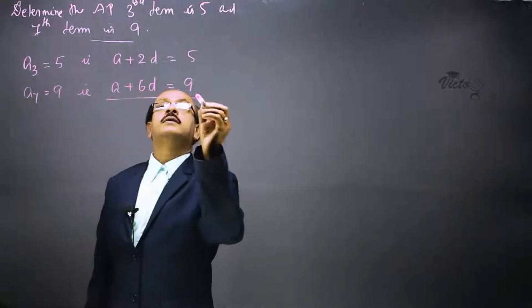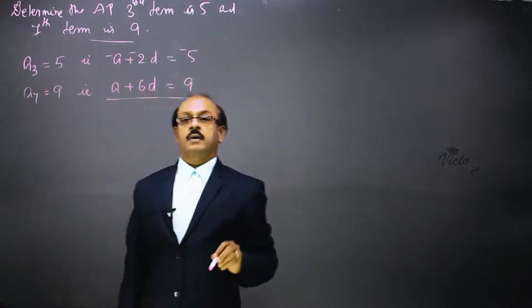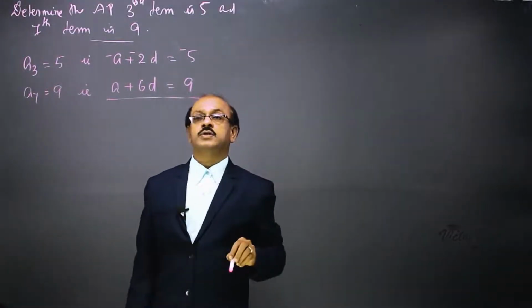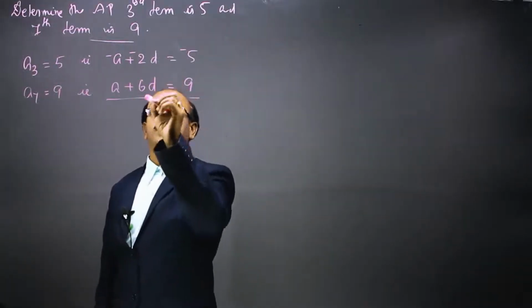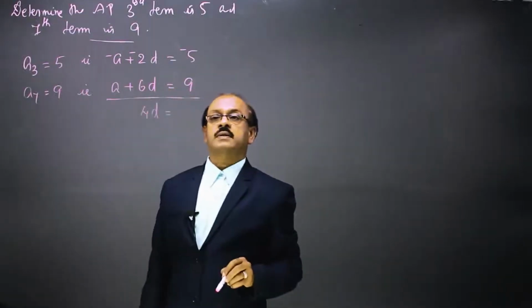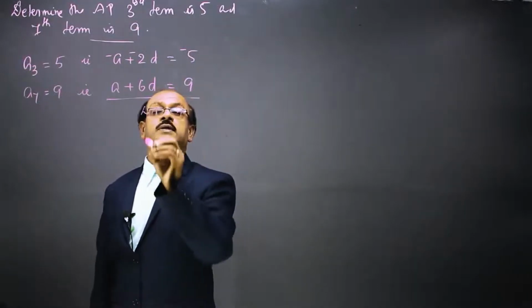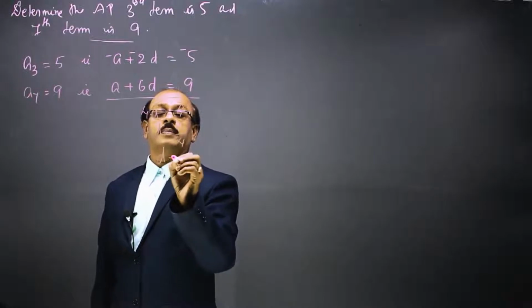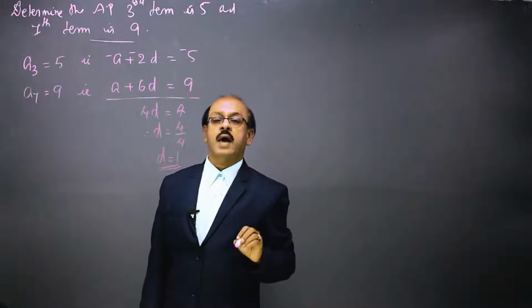Solving, change the sign: minus A, minus 2D, minus 5. We have already discussed solving these type of equations in two variables. Minus A and A get cancelled. Minus 2D plus 6D is equal to 4D. Minus 5 plus 9 is equal to 4. Therefore, D is equal to 4 divided by 4, that means D is equal to 1. We obtained the value of D, the common difference, as 1.